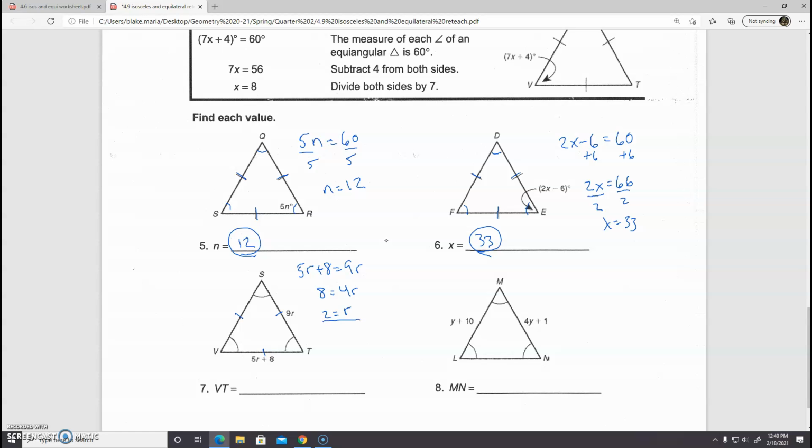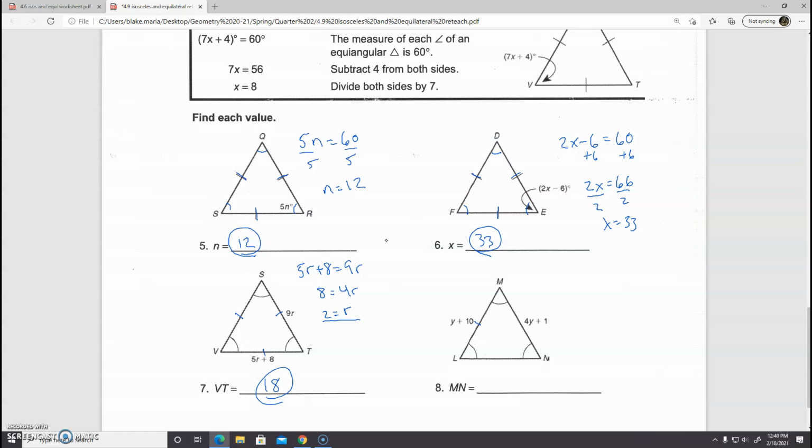Now, they did ask me for VT, but they could have asked me for anything. They're all the same. All right, 9 times 2, 18. 5 times 2 is 10, plus 8 is 18. And even though there's nothing on SV, you know it's going to be 18 as well. So all the side lengths are 18. It really didn't matter where you plugged it in. Remember, this is equilateral and equiangular. Everything's equal.